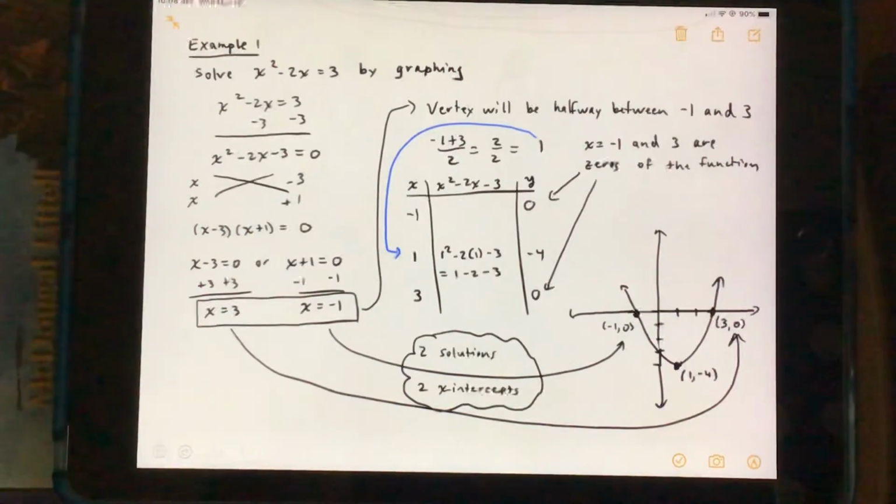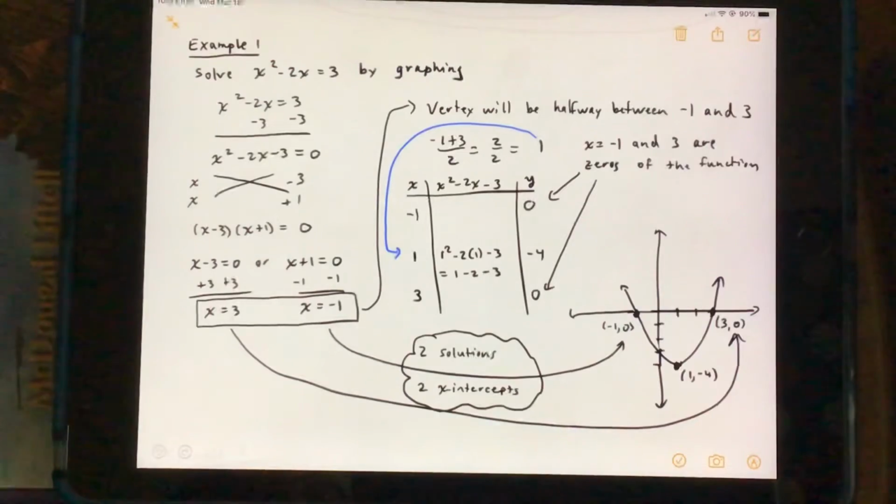We're then going to make the graph, and instead of setting x squared minus 2x minus 3 equal to 0, we're going to set it equal to y to find out what the graph looks like on a coordinate plane. We will need to find the vertex x-coordinate of that graph. We will find that by finding the value that is exactly halfway in between our x-intercepts. That is the x values that we got when we solved our quadratic equation set equal to 0.